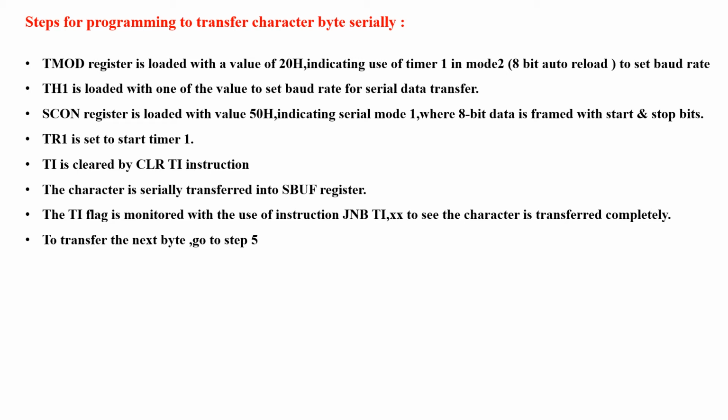So according to the baud rate, we load the value of the TH1 register. Now let's discuss the steps for programming to transfer a character byte serially. In serial communication programming, the TMOD register is loaded with the value 20H, indicating use of timer 1 in mode 2. Mode 2 is called 8-bit auto reload, and in this way the baud rate is set. The TH1 register is loaded with one of the values to set the baud rate for serial data transfer, either 9600, 4800, 2400 or 1200 baud rate.